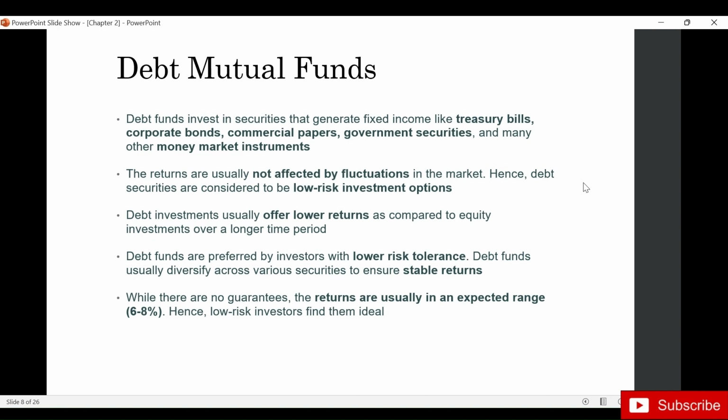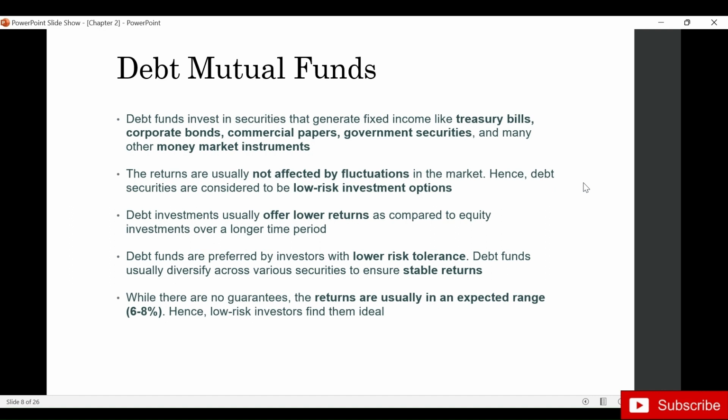In lesson 2, we are going to talk about debt mutual funds and their different subcategories. Debt mutual funds are funds that invest in securities that generate fixed income. And what are these securities? These are securities like treasury bills, corporate bonds, commercial papers, government securities, and many other money market instruments. The returns on these securities are usually not affected by fluctuations in the market, and hence these securities are considered to be low risk investment options.